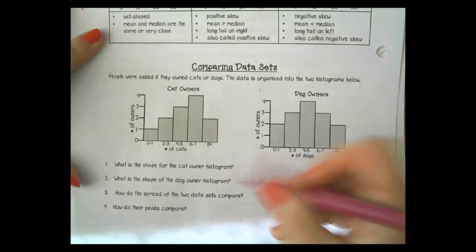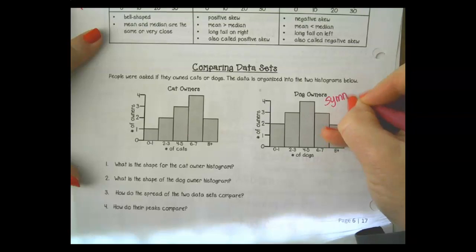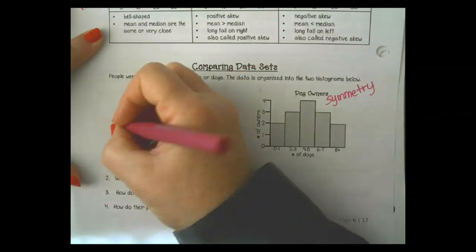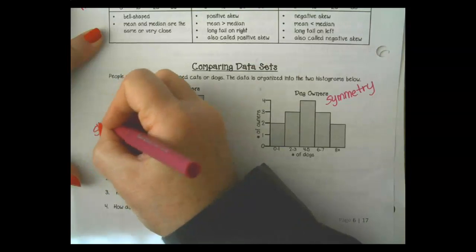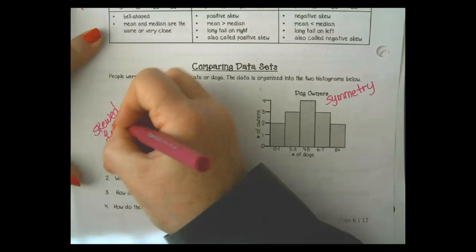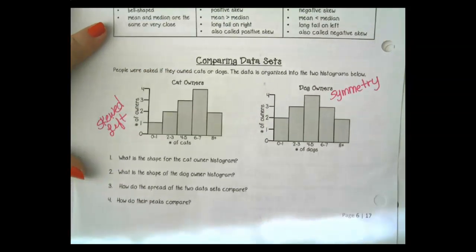Moving on. Let's compare these. This is what you need to know. Hopefully you can look at this and say this has symmetry immediately, and know this one is skewed to the left. Those are the two big things that you need to know.